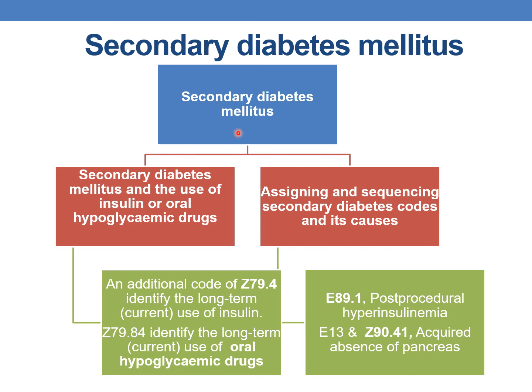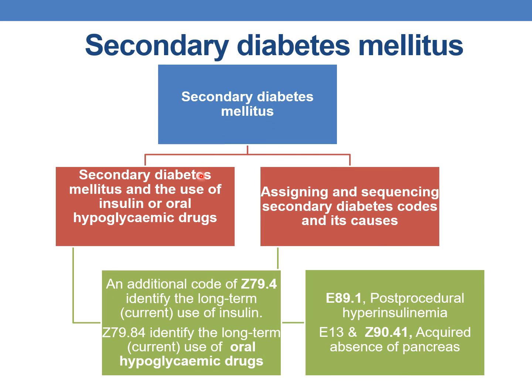Now coming to secondary diabetes mellitus and the use of insulin or oral hypoglycemic drugs. An additional code from the category Z79.4 to indicate long-term use of insulin, or Z79.84 to indicate long-term use of oral hypoglycemic drugs, should be given. And also Z79.85 to indicate long-term use of non-insulin injectable anti-diabetic drug. Next is assigning and sequencing of secondary diabetes codes and its causes.